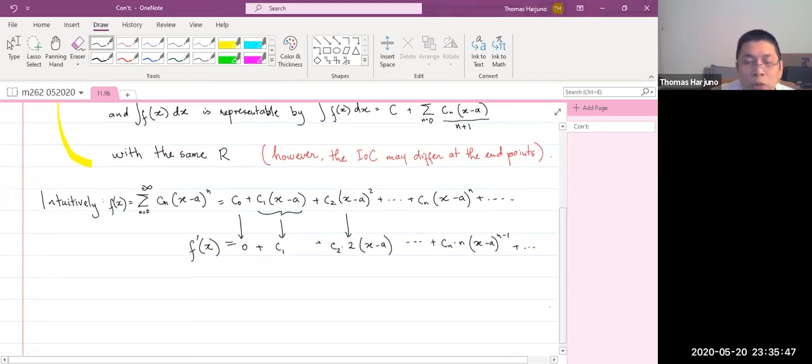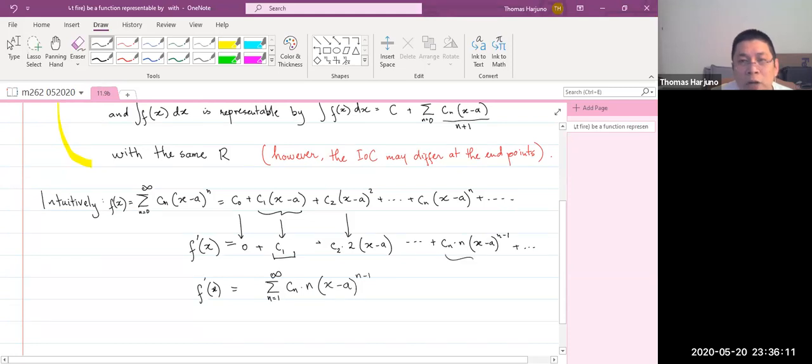So you see from here that the first term is c_1. So let me start from n equals 1 to infinity. That's c_n times n times (x minus a) to the n minus 1. This is the general term here.